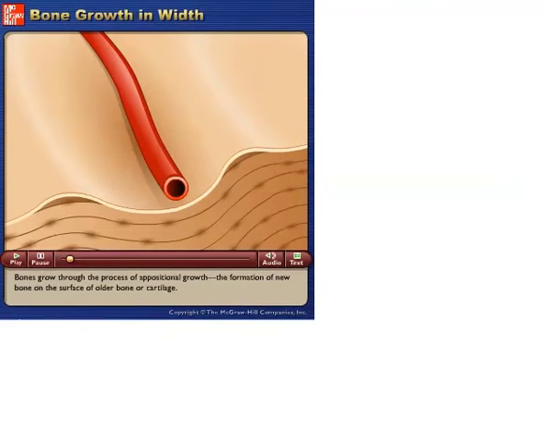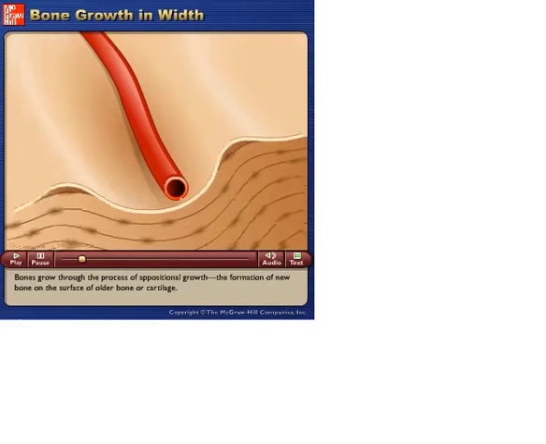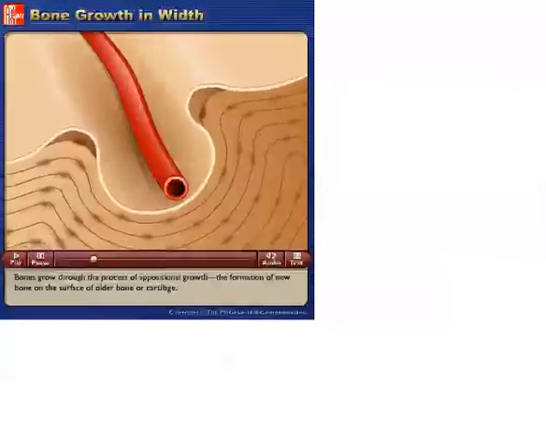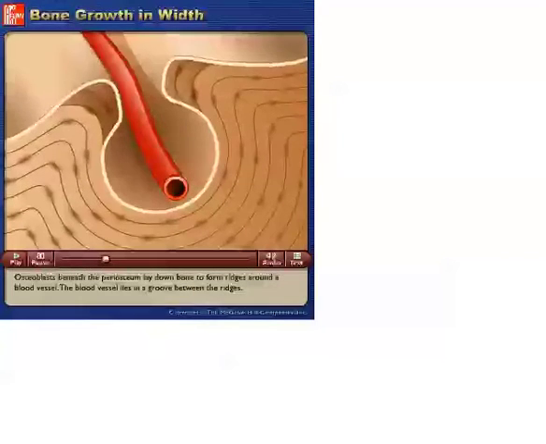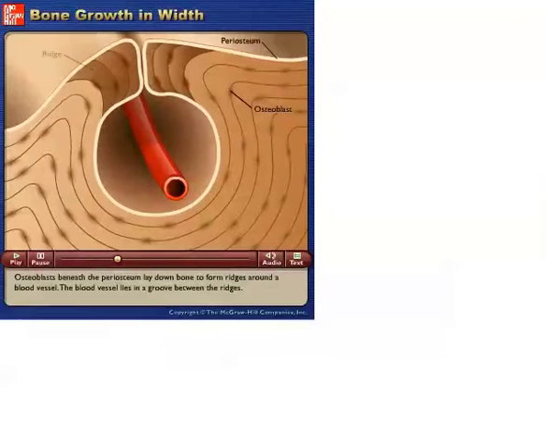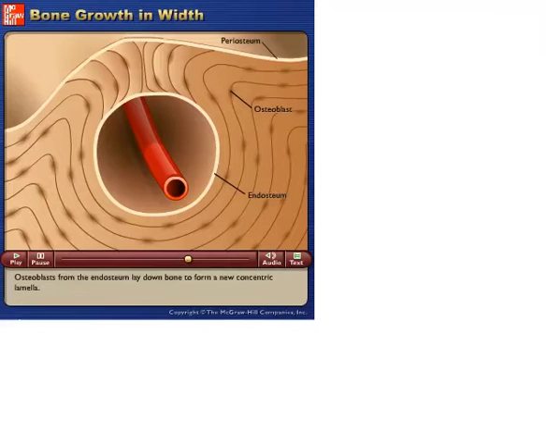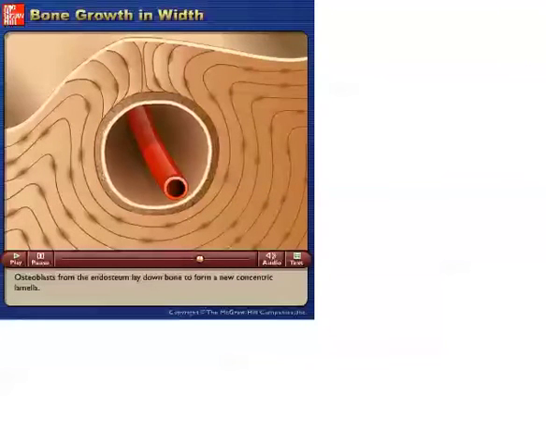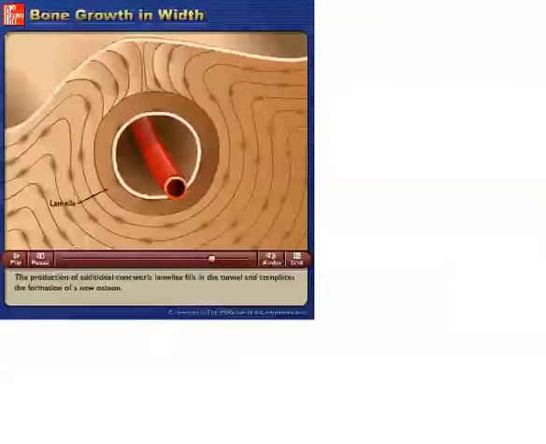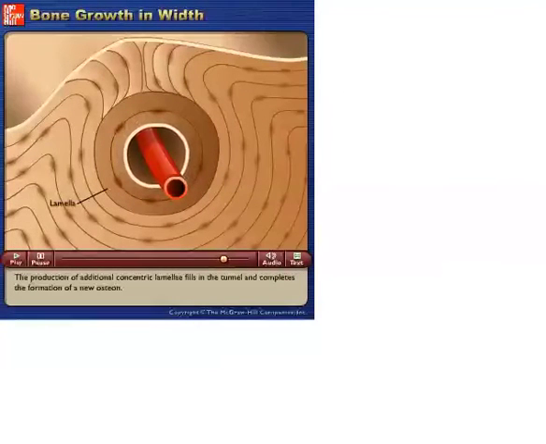Bones grow through the process of appositional growth, the formation of new bone on the surface of older bone or cartilage. Osteoblasts beneath the periosteum lay down bone to form ridges around a blood vessel. The blood vessel lies in a groove between the ridges. The groove is transformed into a tunnel when the bone built on the adjacent ridges meets. The periosteum of the groove becomes the endosteum of the tunnel. Osteoblasts from the endosteum lay down bone to form a new concentric lamella. The production of additional concentric lamellae fills in the tunnel and completes the formation of a new osteon.